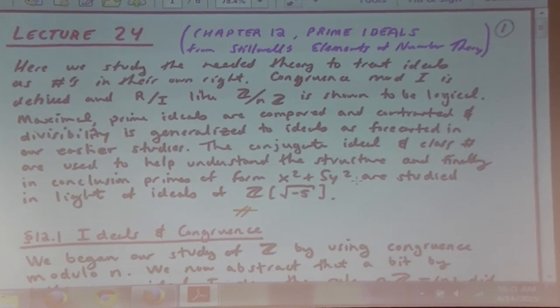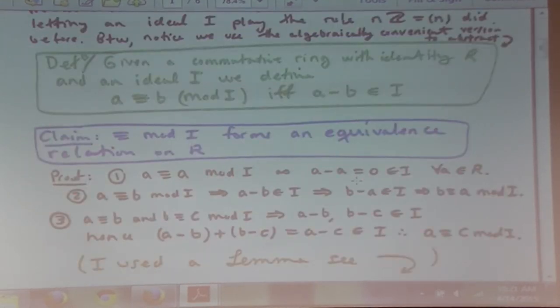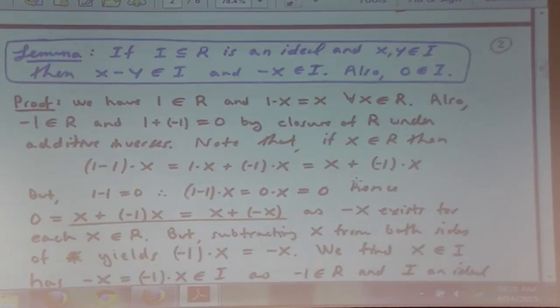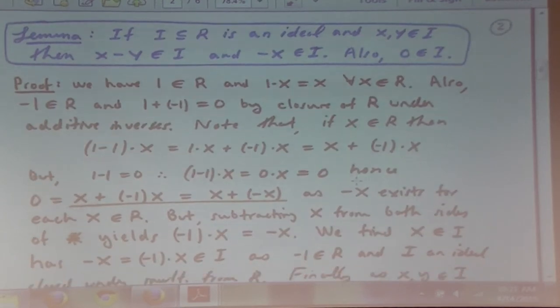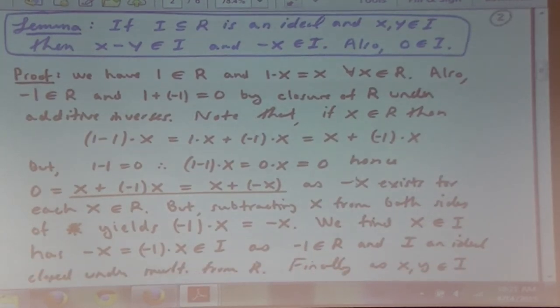Oh, this is what I wanted to show you. Here's a little lemma that I wanted to share with you. If I, a subset of R, is an ideal, and x and y are in I, then x minus y is in I, minus x is in I, and 0 is in I. Now, I have been asserting these things for some weeks now, right? But I think if you go back in time, I don't believe I actually proved that subtraction. I made some claim. I don't think I really proved it. Here's the proof.